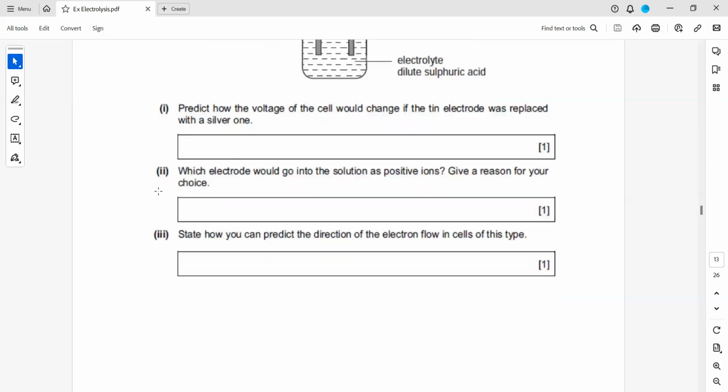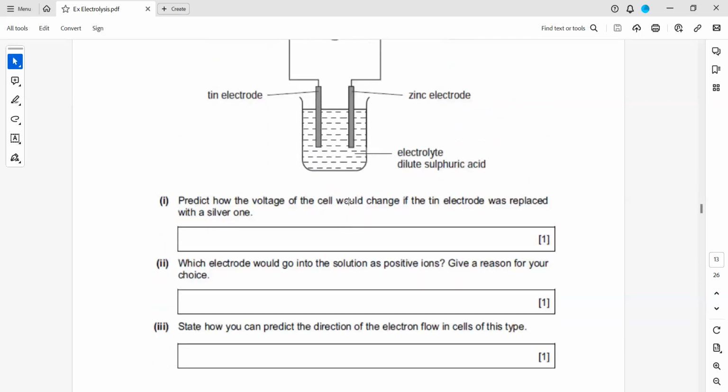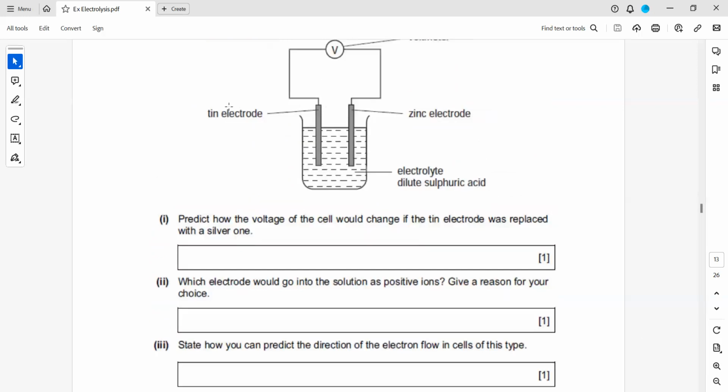The next question is, which electrode will go into the solution as a positive ion? Give a reason for your choice. You have zinc, you have tin. Which one do you think will go inside the solution? Is it zinc or tin? More reactive is zinc. So zinc will go inside the solution. You will mention zinc. And what is the reason for that? Because it is more reactive. So the more reactive metal always goes into the solution as a positive ion.